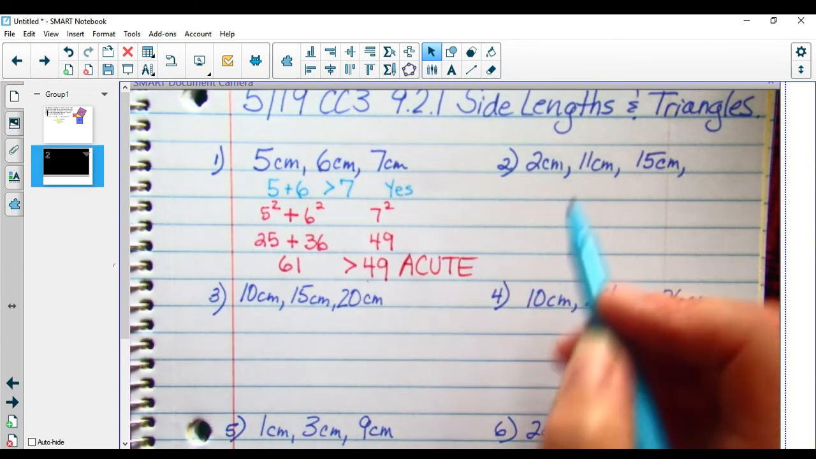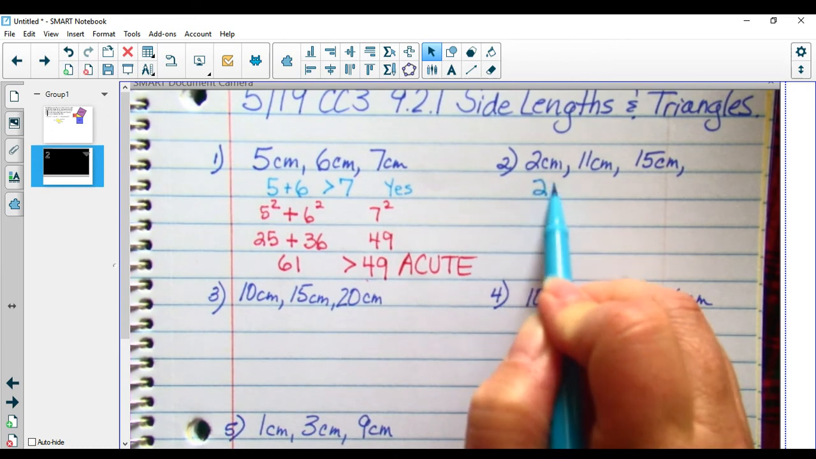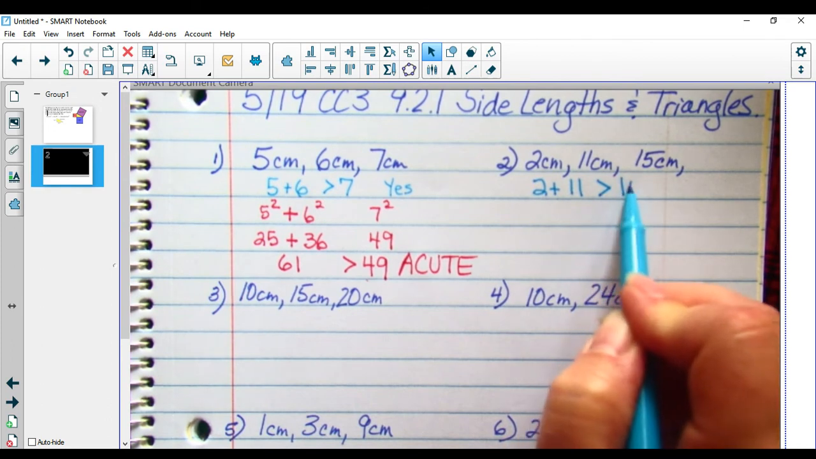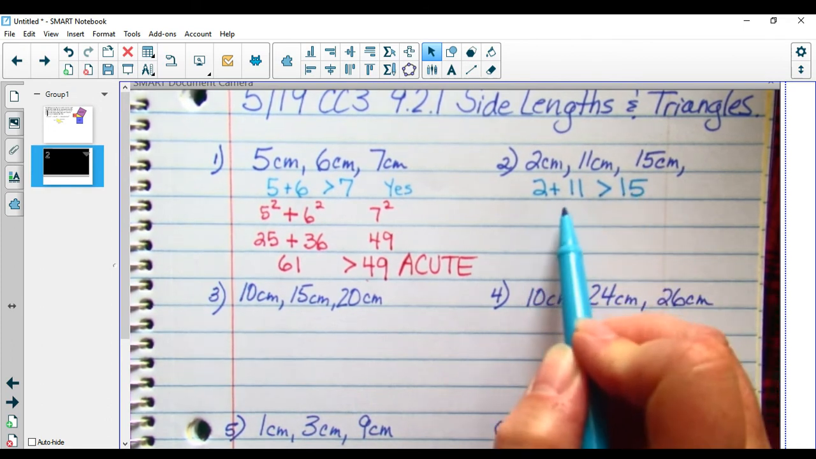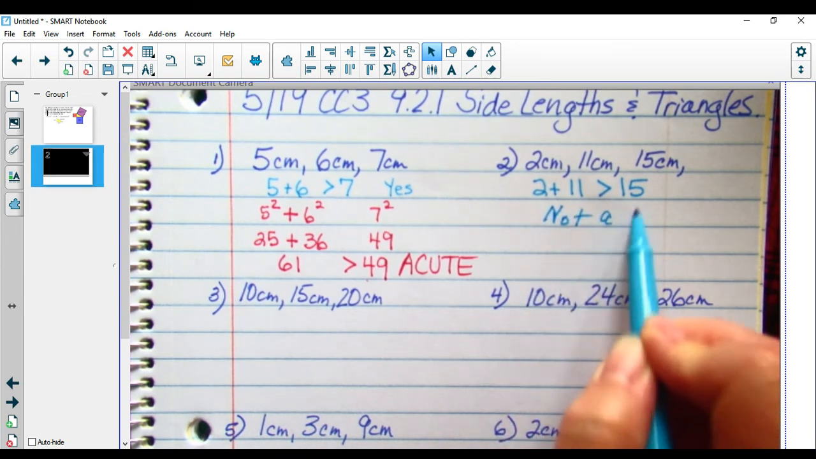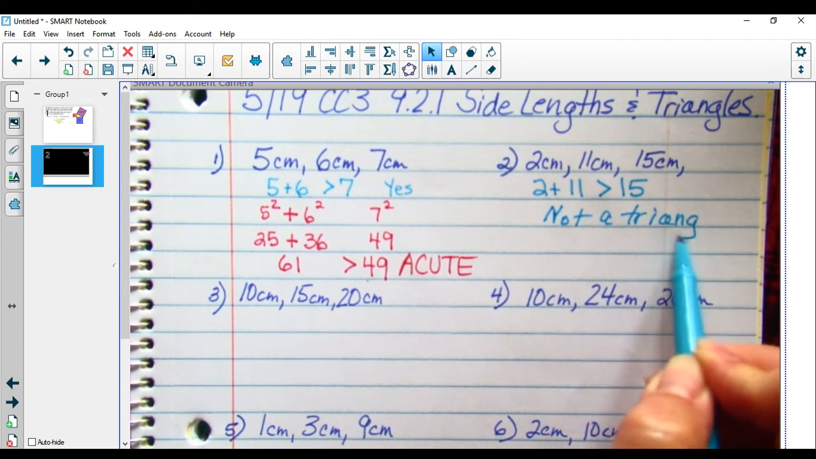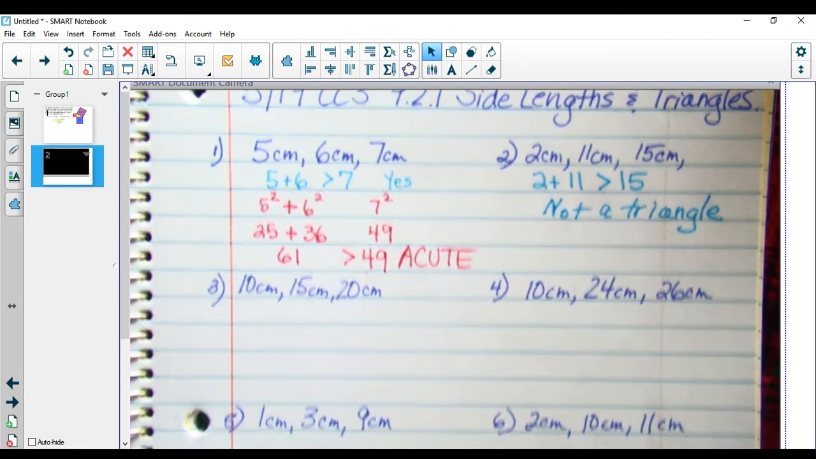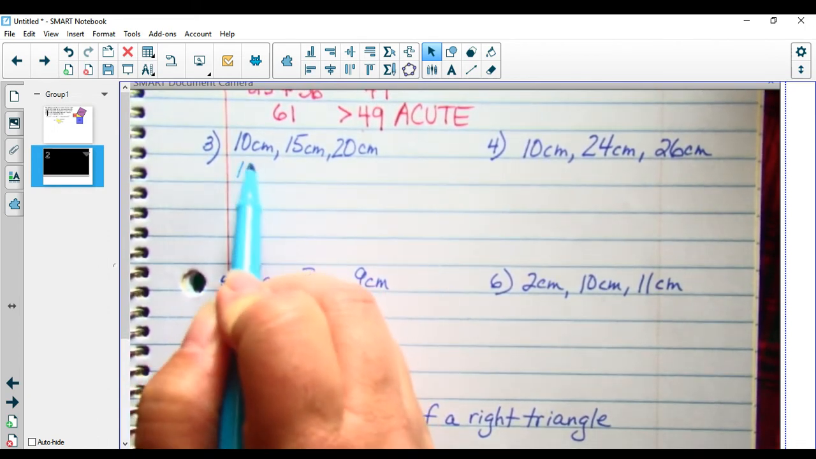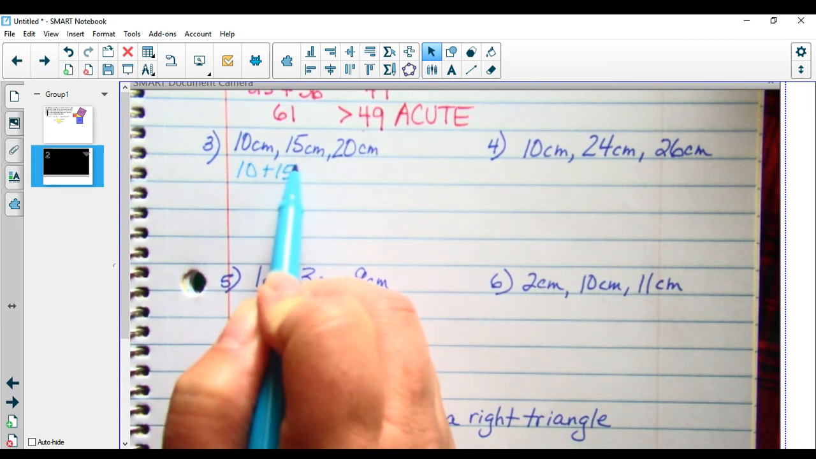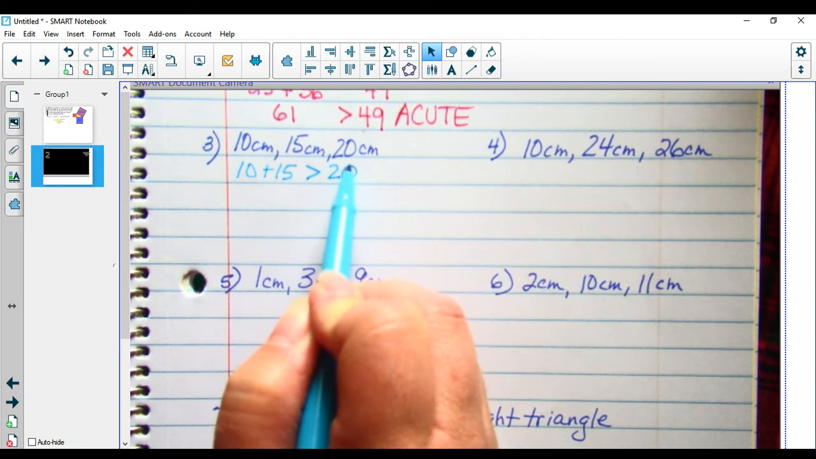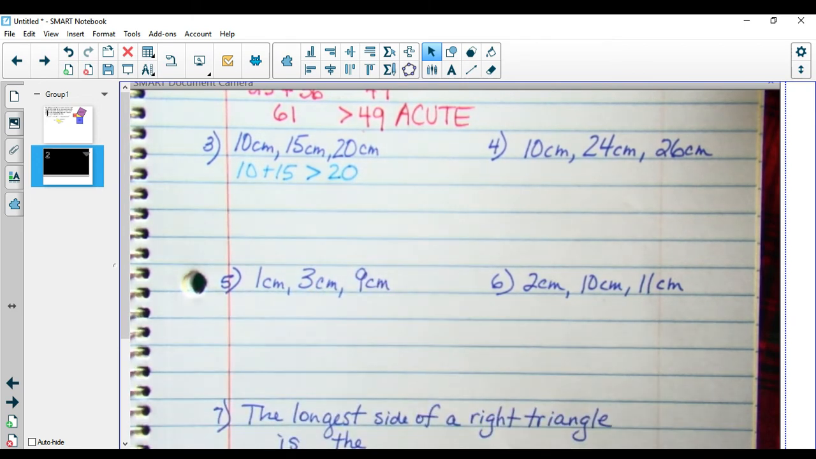We take our two smallest sides, add them together. 2 plus 11 needs to be greater than 15. 2 plus 11 is only 13. This is not a triangle. Next one. Two shortest sides added together. 10 plus 15 is 25. 25 is greater than 20, so it is a triangle.